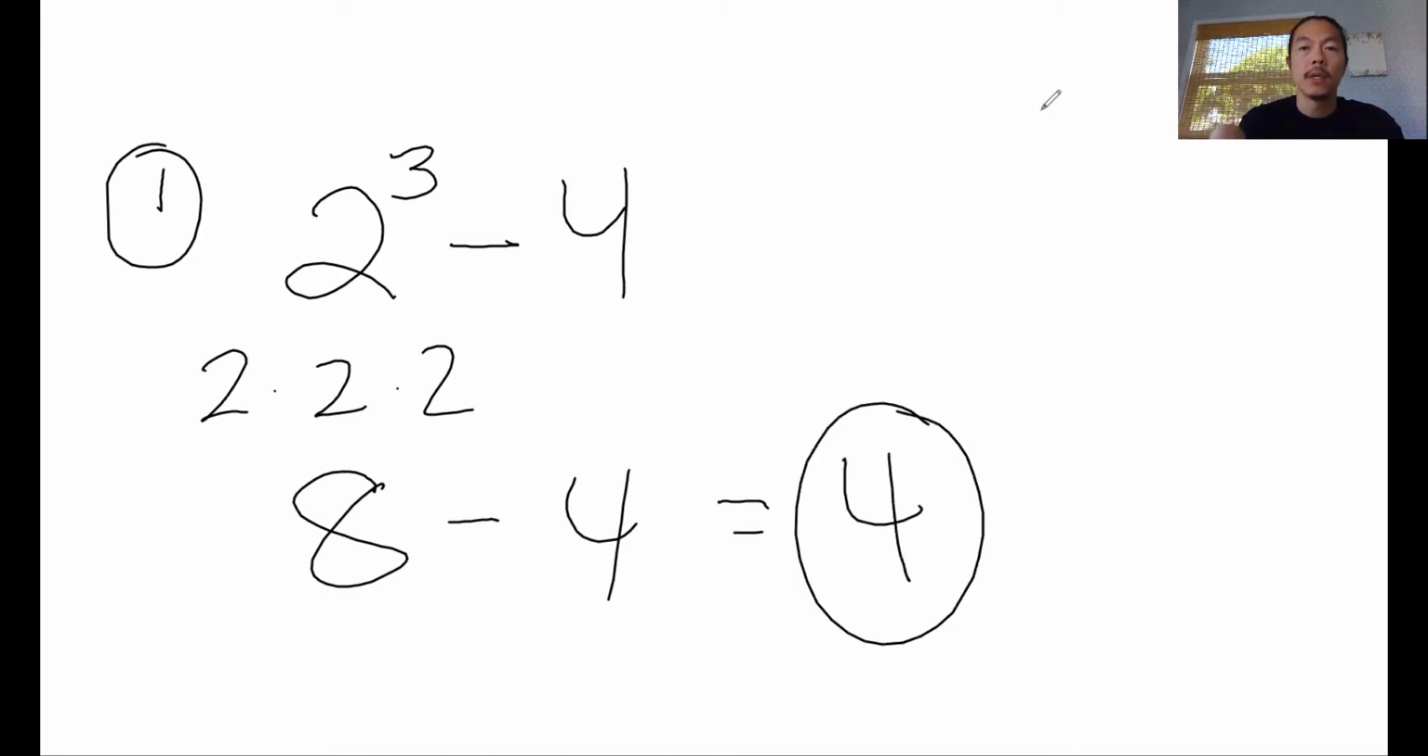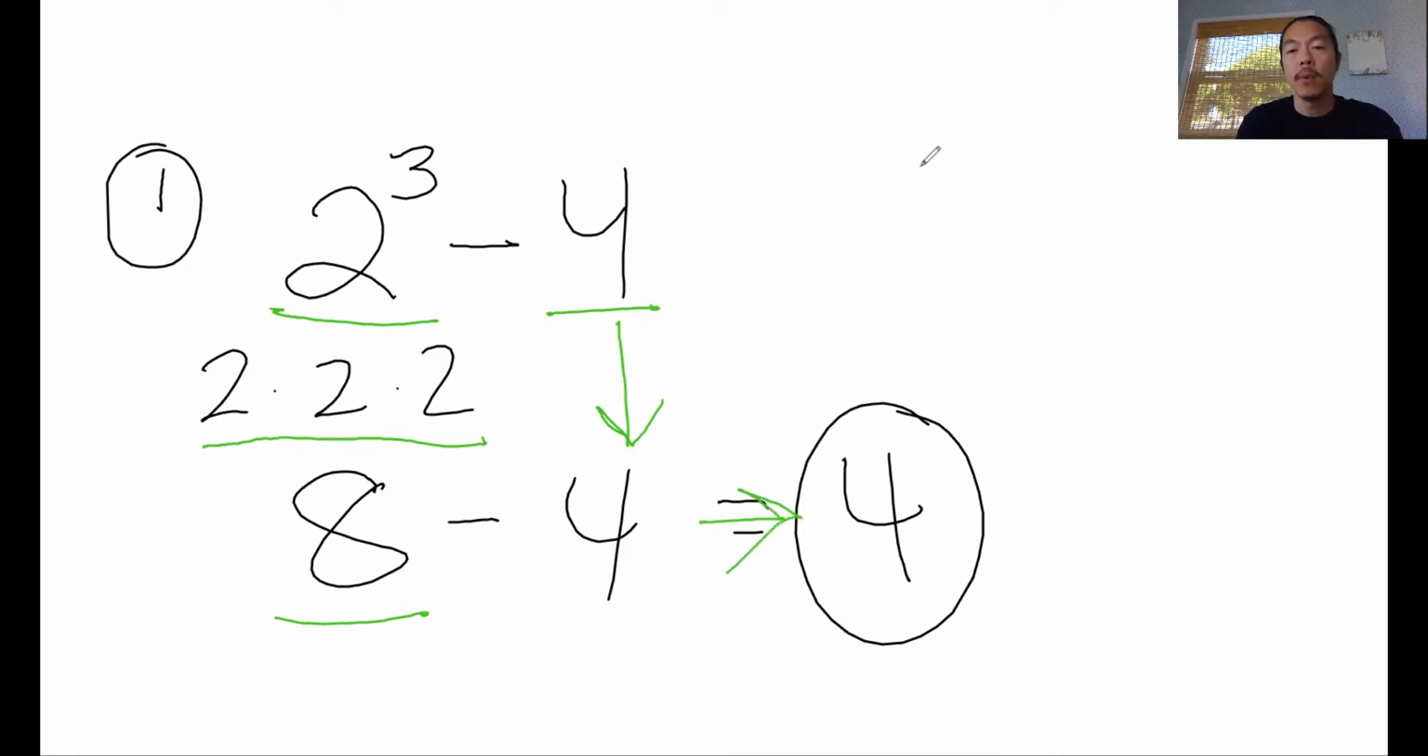Okay? Let me review that. You start with 2 to the third power. Sometimes people say 2 cubed. It's the same as 2 to the third power minus 4. Okay? 2 to the third power is 2 times 2 times 2. And 2 times 2 times 2 is 8. So then you have to subtract the 4 that we didn't do anything with. We just bring it down. You go 8 minus 4 equals 4.